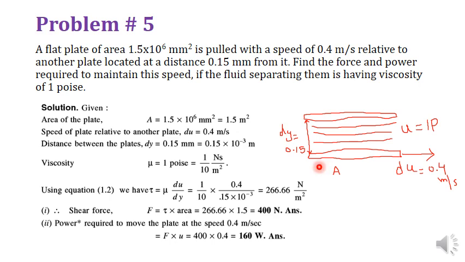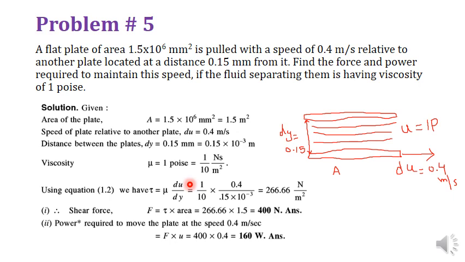Find the force and power required to maintain this speed if the fluid separating them has a viscosity of 1 twice. So it means you need to determine the force and power. Okay, so how to do that? We have the cross-sectional area. What is the benefit of having this area? If the cross-sectional area is with you and you can calculate the shear stress by the equation of shear stress, then you can calculate the force, because we are required here to calculate the force.